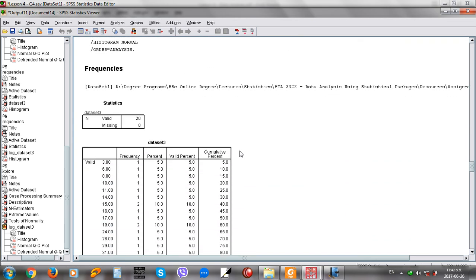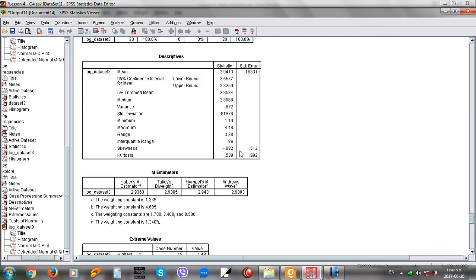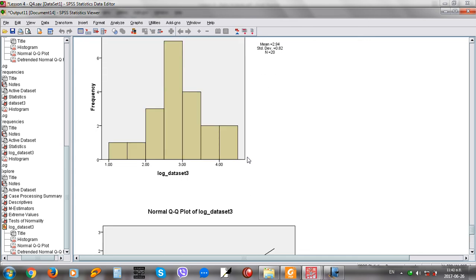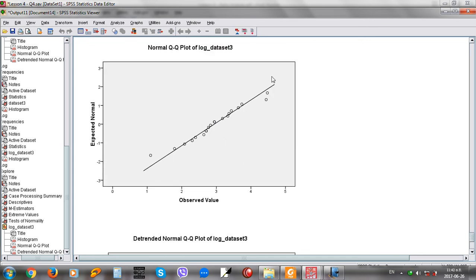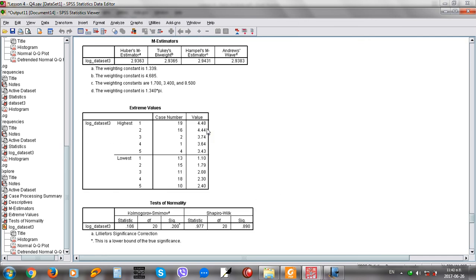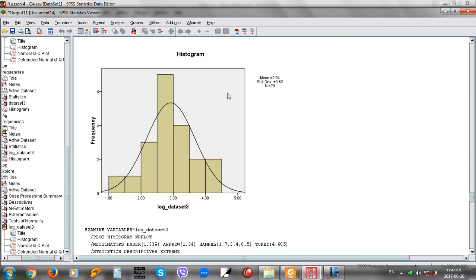0.00. Now if we transform into the log, what happened? The Shapiro-Wilk test comes to 0.89. 0.89 is greater than 0.05, which means it is normal. And in the PP plot and QQ plot, you can see a normal line. So that's why we are using Transform, Compute Variable.